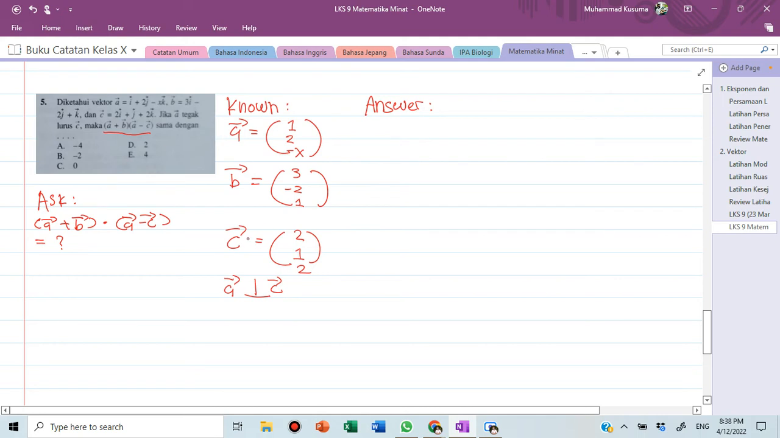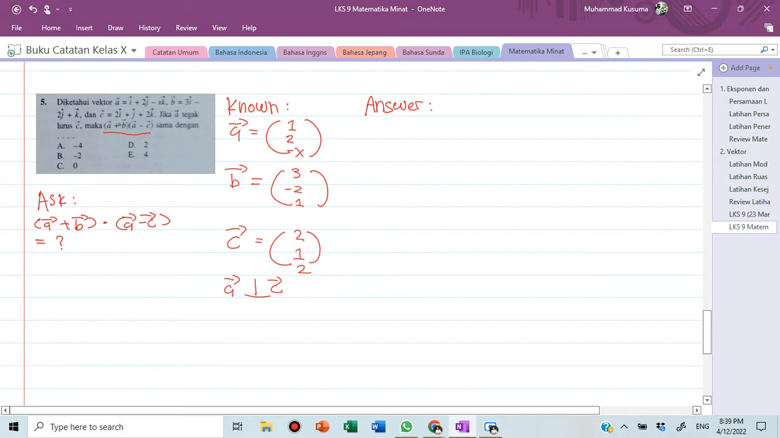Now vector c, do we know all the coordinates? We have it in the x, in the y, and also in the z axis. So we have all of the coordinates needed for c. Now vector a, we have the x coordinate, we have the y coordinate, but we don't have the z coordinate. This is the problem, and we need to solve it.